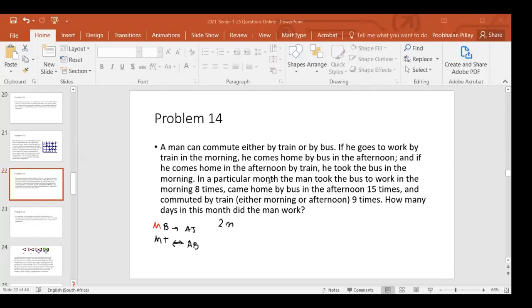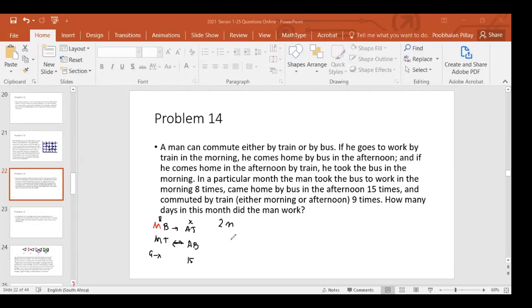Okay, so he took the bus in the morning. In a particular month, he took the bus to work in the morning 8 times. So this is 8. He came back by bus in the afternoon 15 times. So this is 15. Right? And he commuted by train altogether 9 times. So if he traveled x here, then he's traveled 9 minus x here, because altogether it's got that.